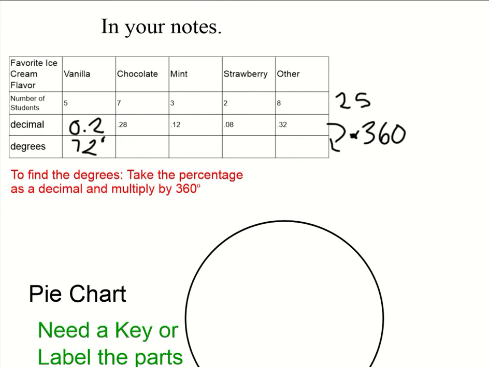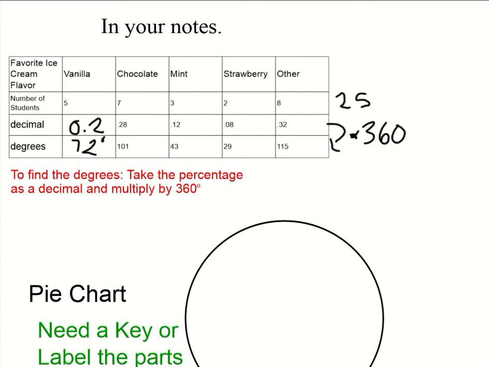So as you're doing that, you might actually get some decimal numbers for your degrees. Like for chocolate, I got 0.28 as my decimal, and I got 100.8 as my degrees. We're going to round that to the nearest whole number, so we're going to round that to 101 degrees. And if that happens throughout the rest of the table, make sure you round it to your nearest whole number for these degrees.